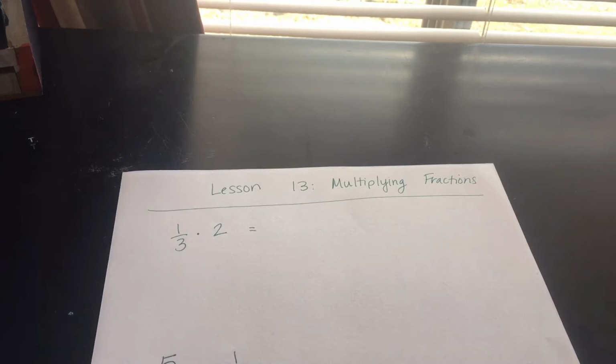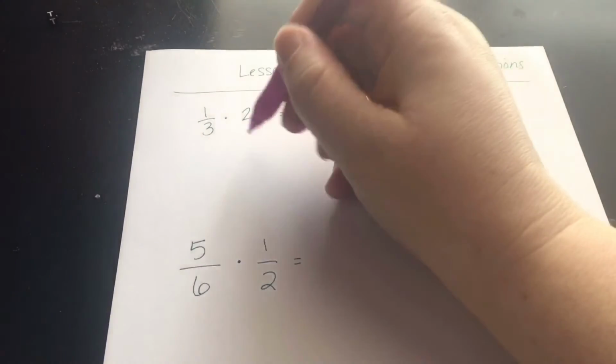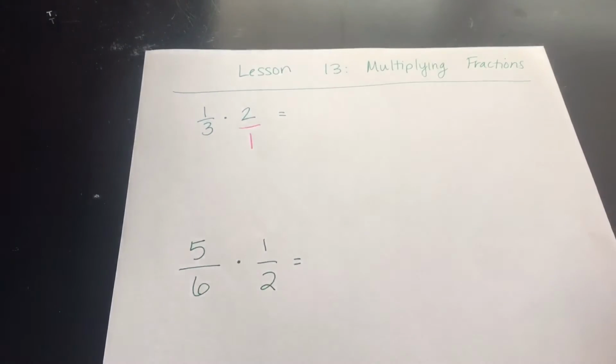The first thing you do when you multiply fractions is you have to make sure that you actually have two fractions. So you can see right here, I have a fraction, but then I have a whole number. So that is not two fractions, that's one fraction. So I'm going to turn that whole number into a fraction by putting a 1 under it. All I'm going to do, super simple, put a 1 under it.